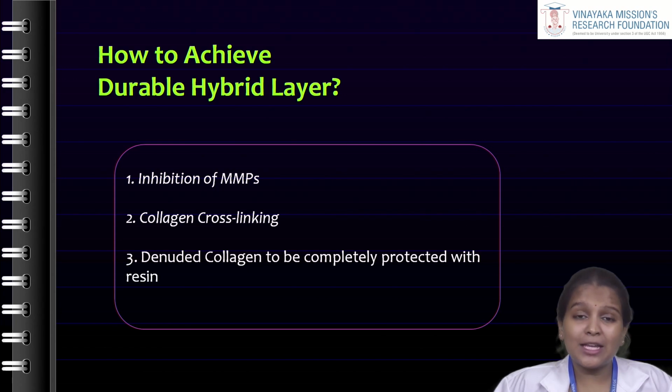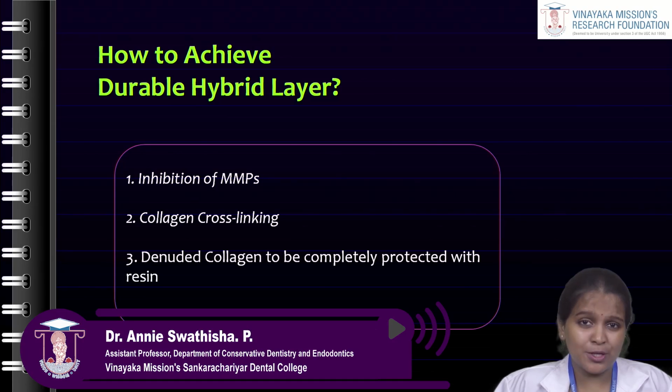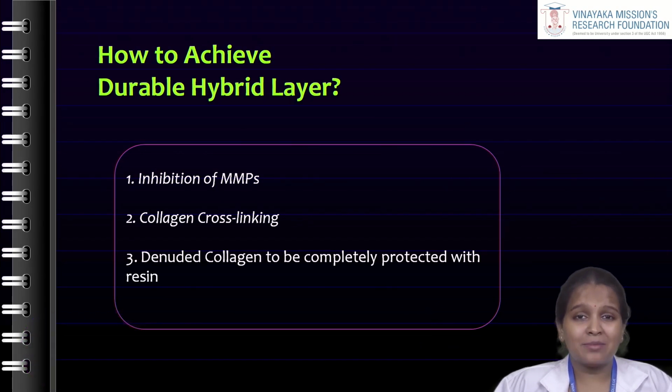The first is by inhibition of matrix metalloproteinases. So by inhibiting the effect of matrix metalloproteinases on collagen, there can be prevention of degradation of the hybrid layer. And the next is by collagen cross-linking. So when this exposed collagen becomes cross-linked, it prevents further attack by the matrix metalloproteinases. And the third one is where the denuded collagen is to be completely protected with the resin. So this is very questionable, because again the water content that is present in the dentin is not replaceable completely.